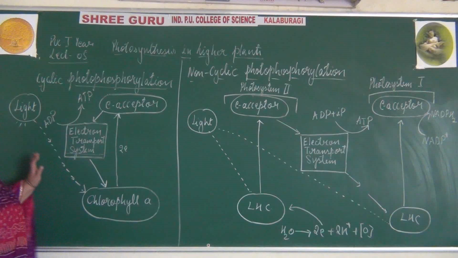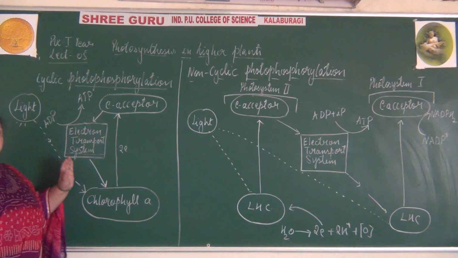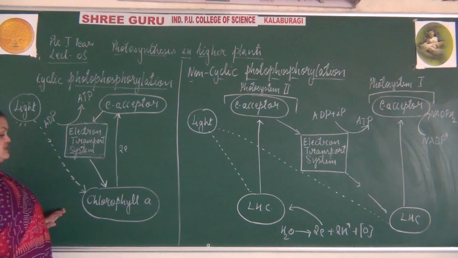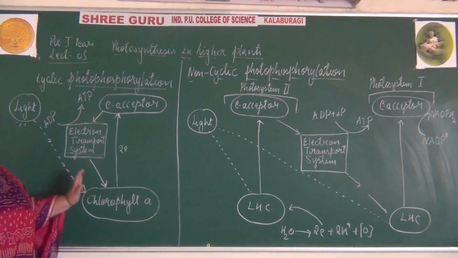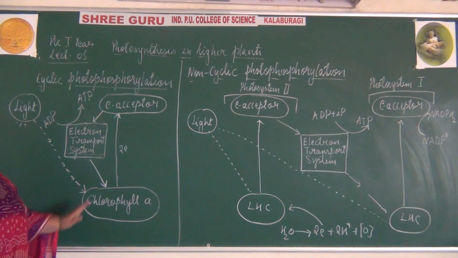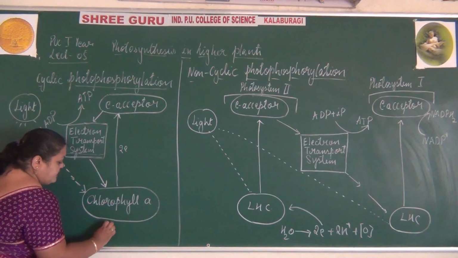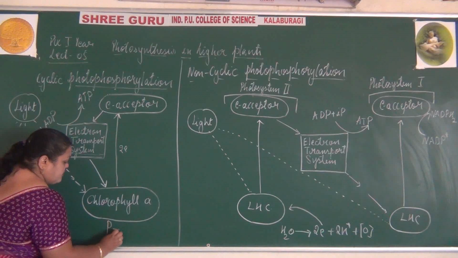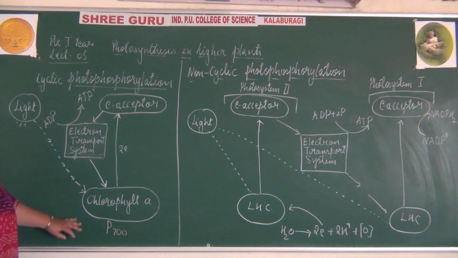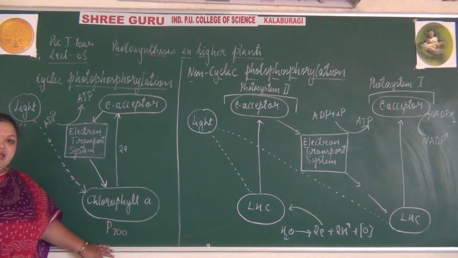So this is the schematic representation of the cyclic photophosphorylation. Let me go first with the cyclic photophosphorylation. In this, only photosystem 1 is involved, where the reaction center is P700. It is P700 where it absorbs the wavelength of light of 700 nm.